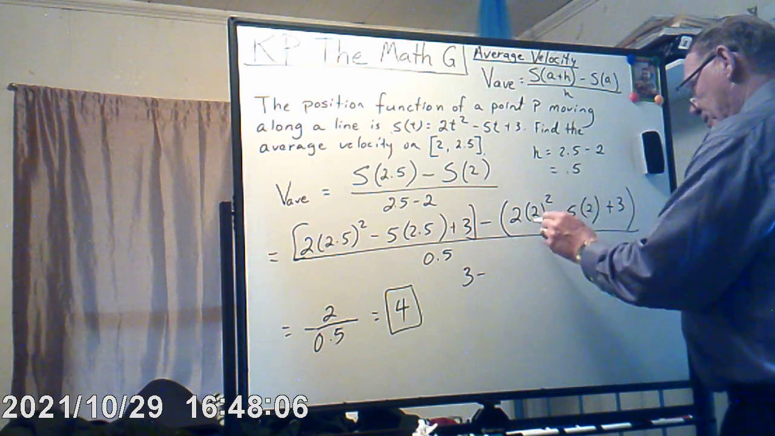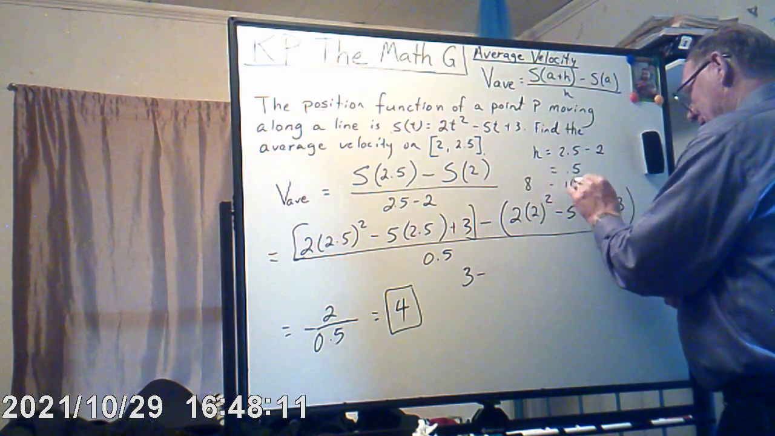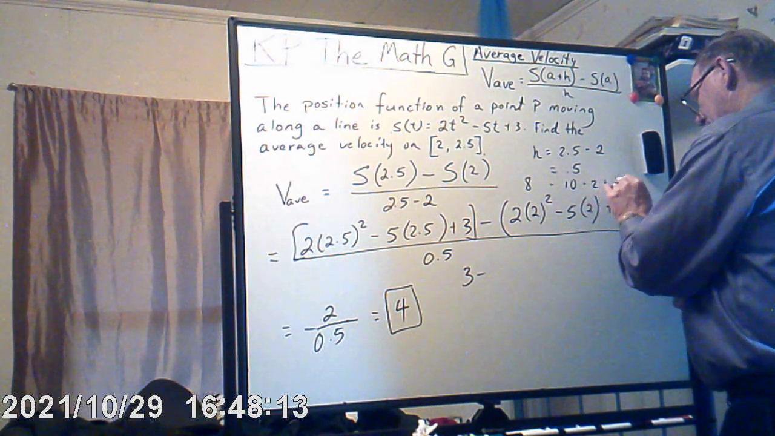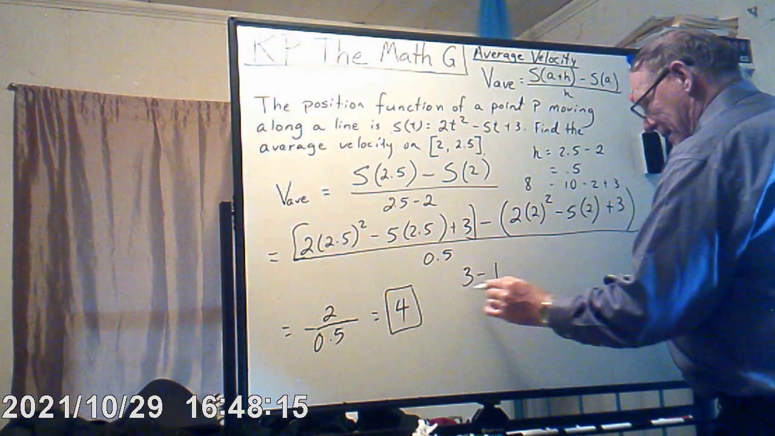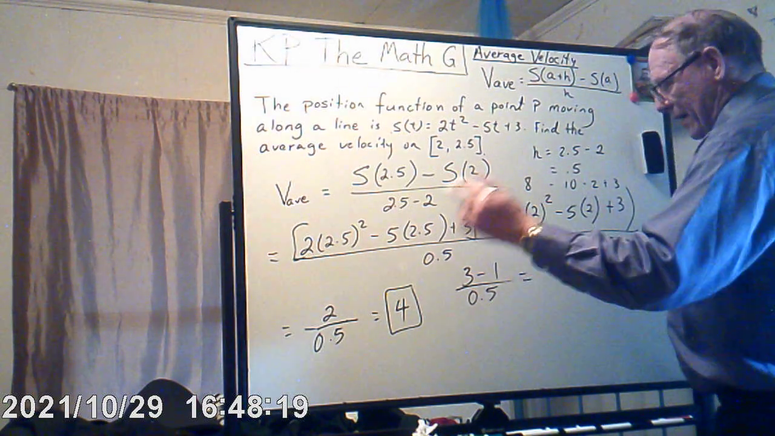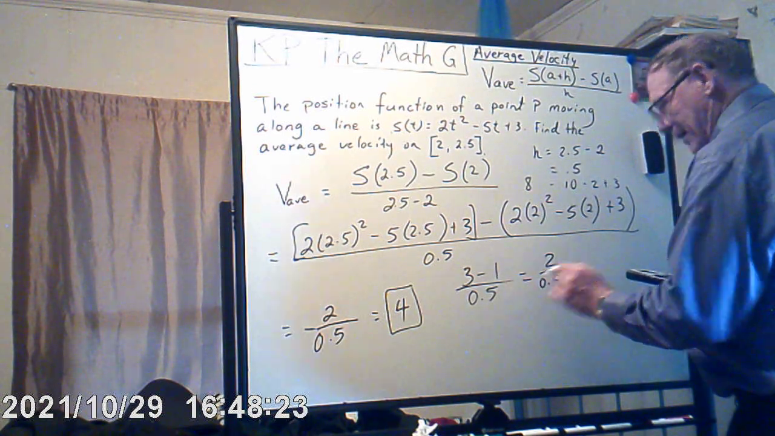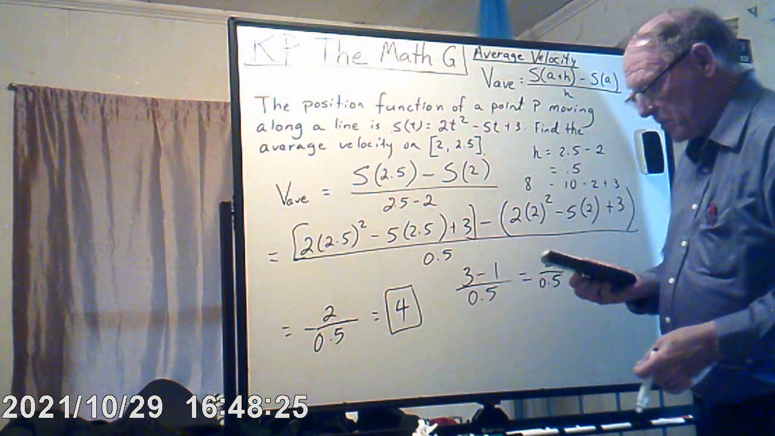2 squared is 4. 4 times 2 is 8. 8 minus 10 is negative 2, and negative 2 plus 3 is 1. Indeed it is. So, alright, that's what I got the first time. Okay, where I got 27 from, go figure.